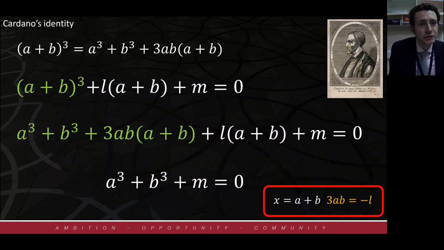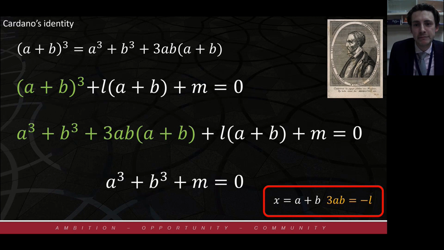So once I expand this a bit further, we get a cubed plus b cubed plus 3ab(a plus b) using the identity. So the part in green has come directly from the identity that Cardano is using, plus L lots of (a plus b) plus m. Now this is where Cardano's condition is so clever, because what he's doing is he's saying, because I chose x to be equal to a plus b, I also can tell you a relationship between a and b for free, and I can choose that relationship to be to my advantage.